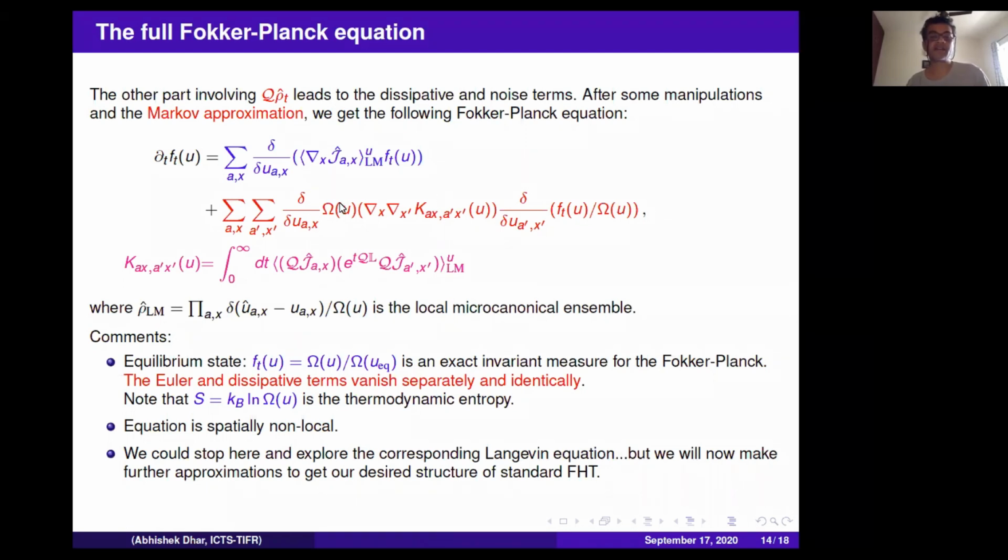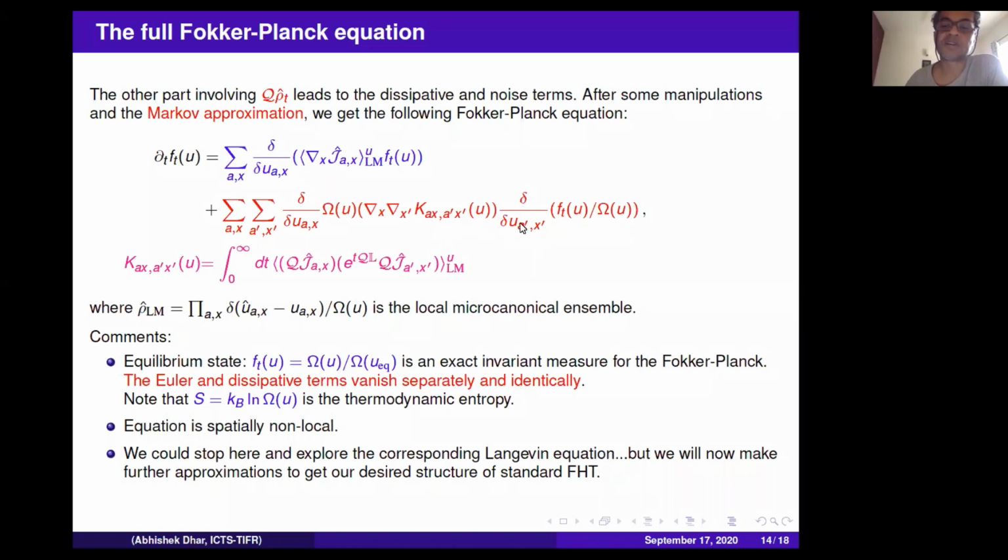What is interesting is that this Euler term and this term vanish independently and identically. Of course, this is easy to see. If you put omega here, then it becomes a constant, so the derivative is 0. This part is more non-trivial to show: when you put f equal to omega by omega equilibrium, that this is exactly 0. But this just follows from conservation of phase space volume, because S equal to k log omega is the thermodynamic entropy of the system, and this just says that the Euler term doesn't generate entropy.